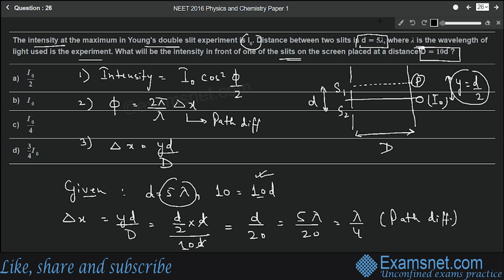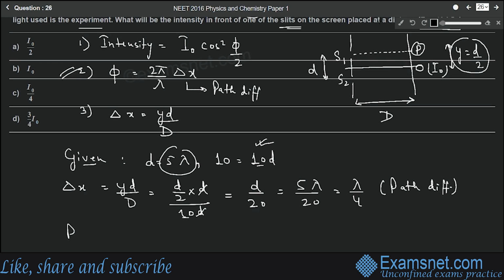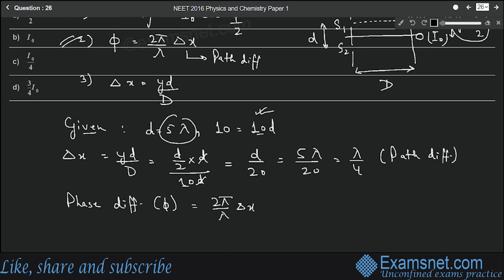Now using this, we'll find the phase difference by using the second point. So the phase difference, that is phi, will be equal to 2 pi by lambda into delta x. Okay, 2 pi by lambda into path difference. So let's put the values. 2 pi by lambda into path difference, which is lambda by 4. So lambda cancelled, 2 into 2 is 4. So what is left here? Pi by 2. Okay, so pi by 2 is the phase difference.